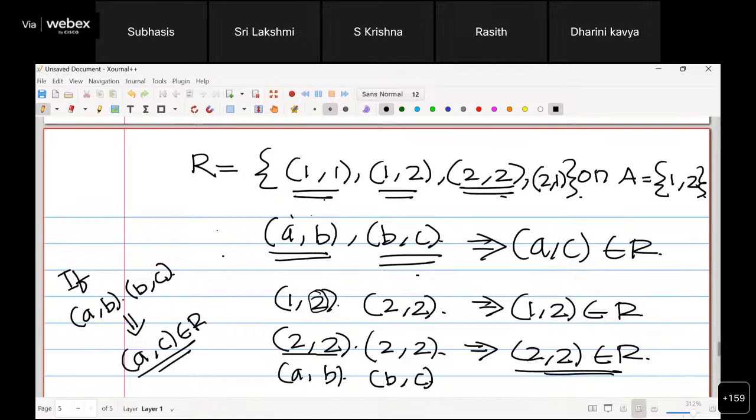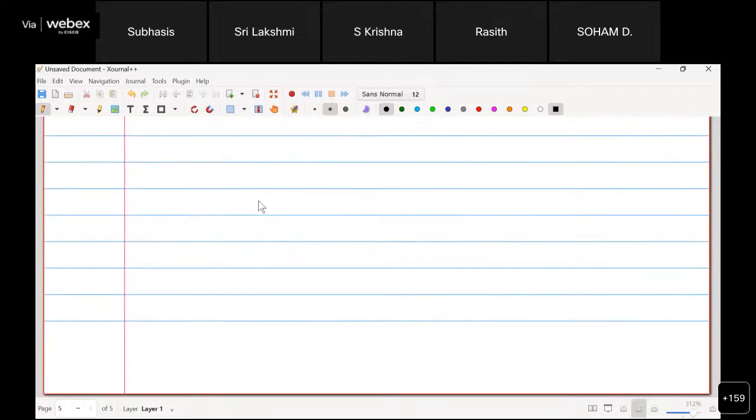Sir, can you explain the last example? Sorry, I guess I have spent a lot of time on transitive relation, so let me go to function.